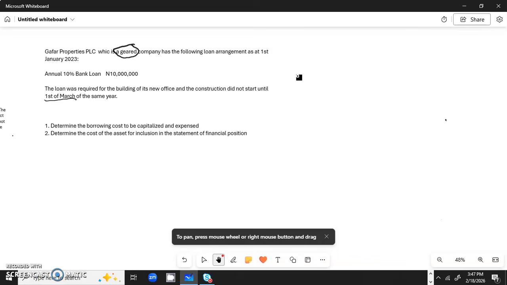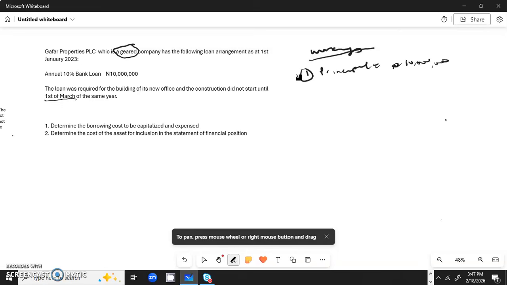We are required to determine the borrowing cost to be capitalized and expensed, and also determine the cost of assets for inclusion in the financial statements. So let us start with the workings. Let's do the workings here. Number 1, the principal sum, which is the initial fund borrowed. This is 10 million naira. 10 million naira was borrowed.